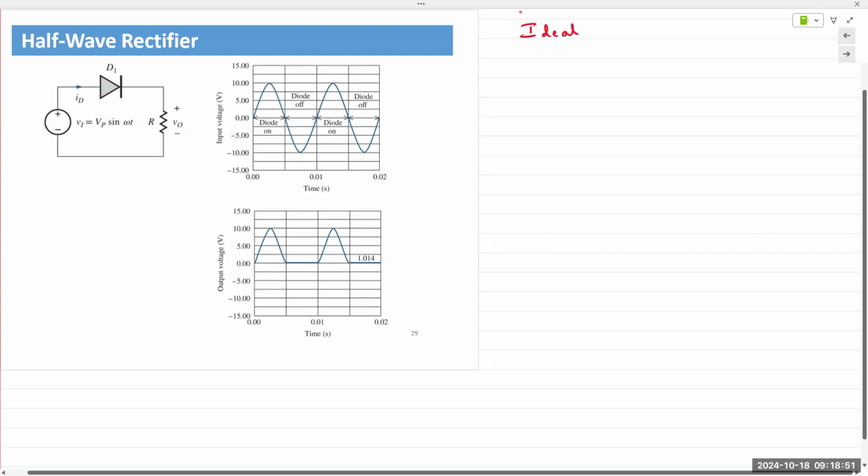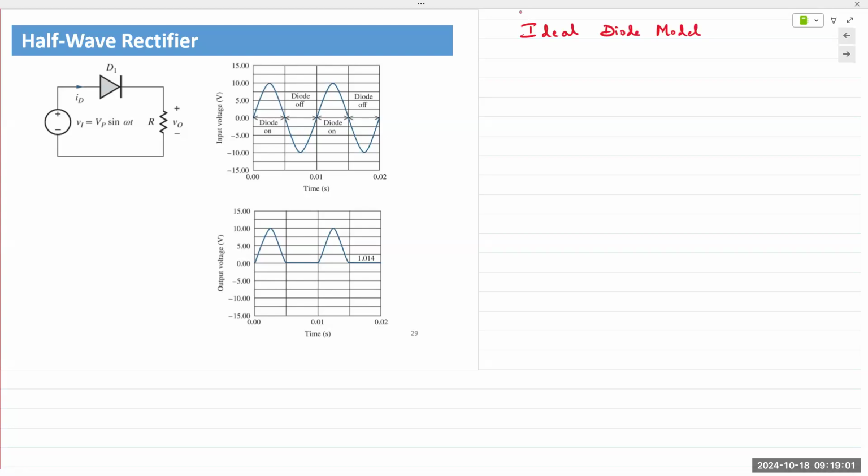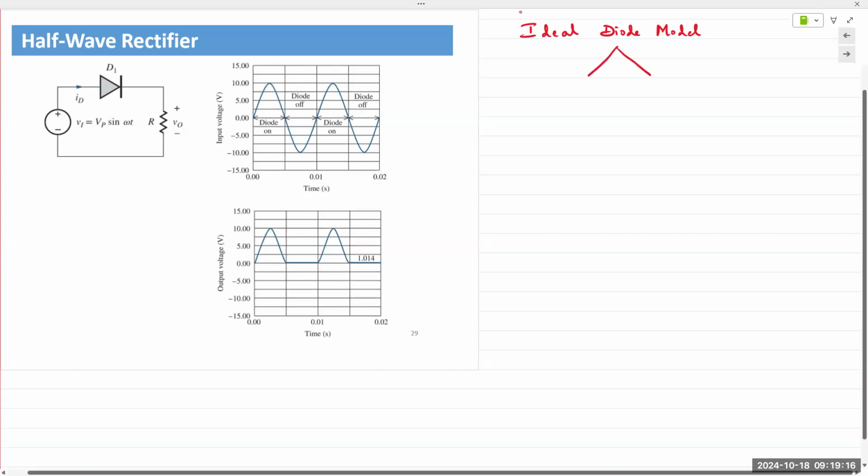We will use the ideal diode model to perform these analyses. This is a qualitative explanation, a lower level explanation, so to speak, but this is the first step in your understanding as an engineer. In an ideal diode model, we only have two states to worry about: either the diode is off or it's on.